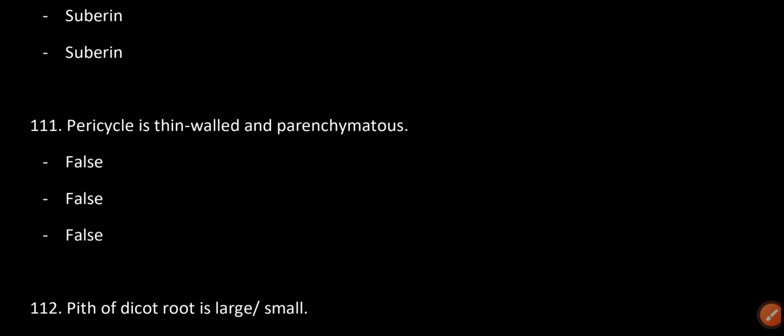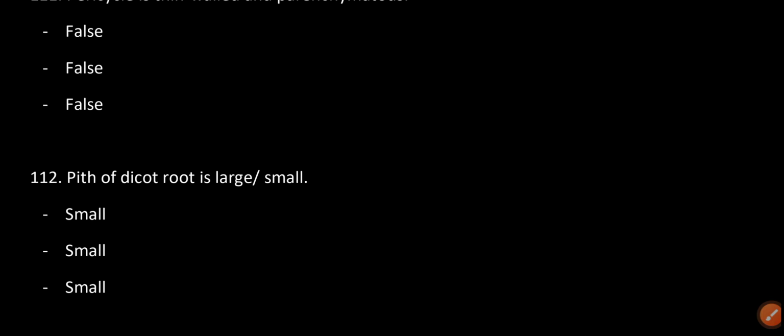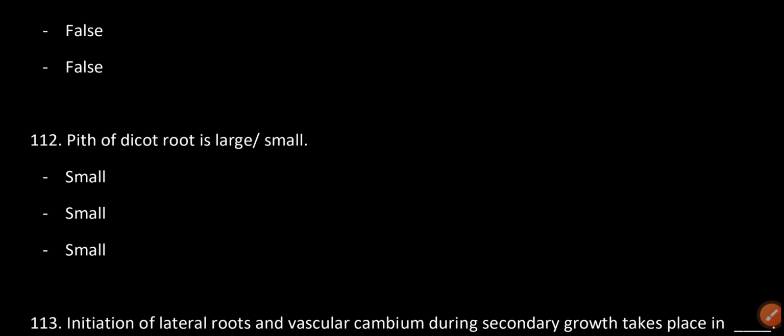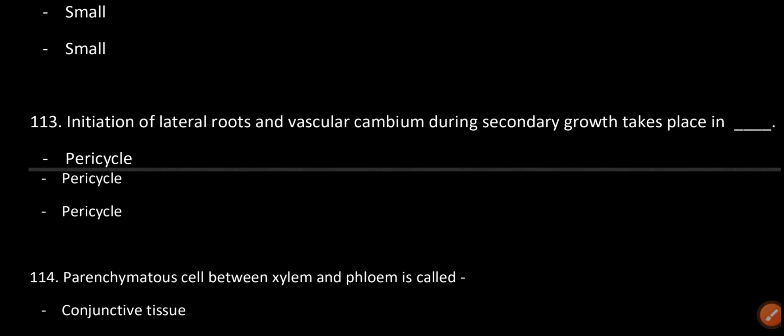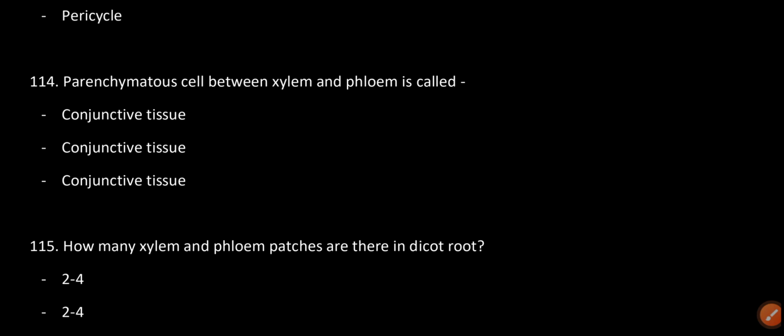Pericycle is thin-walled and parenchymatous. False. Pith of dicot root is large or small? Small. Initiation of lateral roots and vascular cambium during secondary growth takes place in pericycle. Parenchymatous cells between xylem and phloem is called conjunctive tissue.